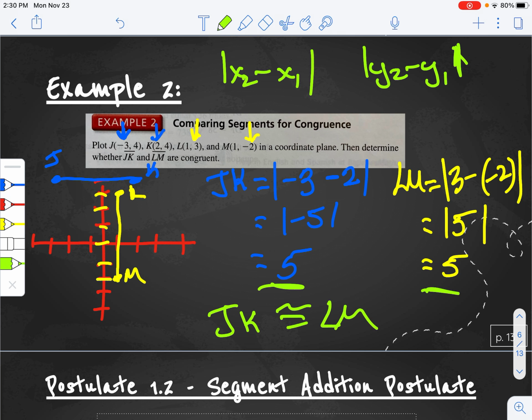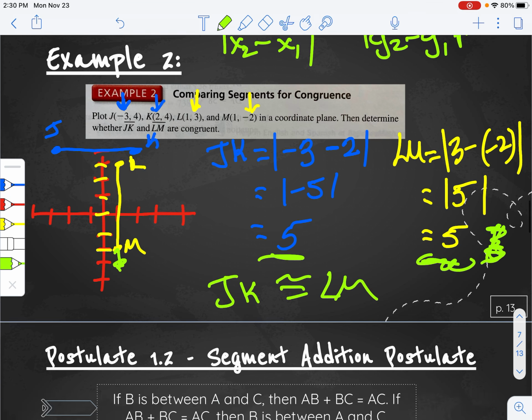So since they both had a distance of 5, we would say JK is congruent to LM. Pretty straightforward there. If they were to have different distances, like say somehow this was extended, this came out to be 6, then we would say they're not congruent. We would just say JK is not congruent to LM. But since the line segments are the same distance, we say that they are congruent.